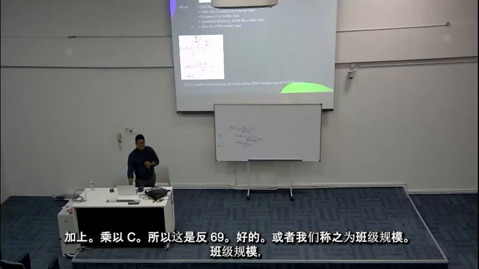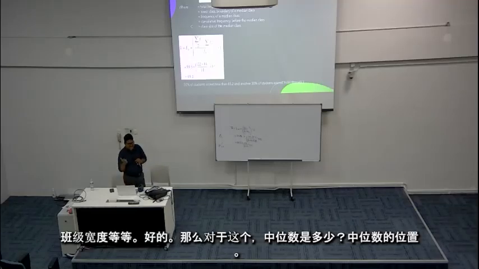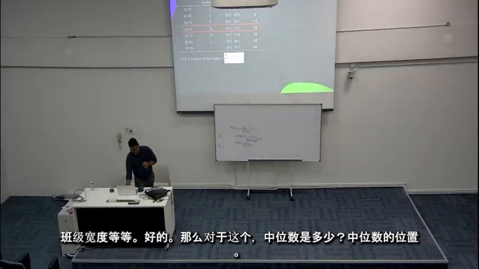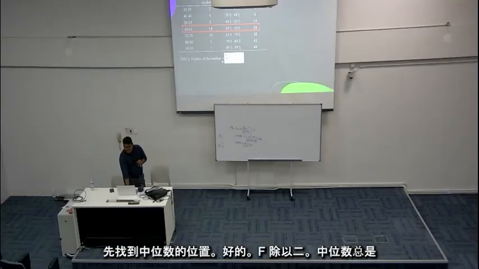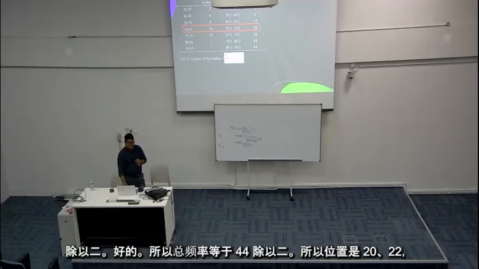Multiplied by C, the class size, or the class width, and so on. So for this one, what is the median? Find the position of the median first. Summation of f divided by 2. The median is always divided by 2. So the total frequency is 44 divided by 2, so the position is 22.